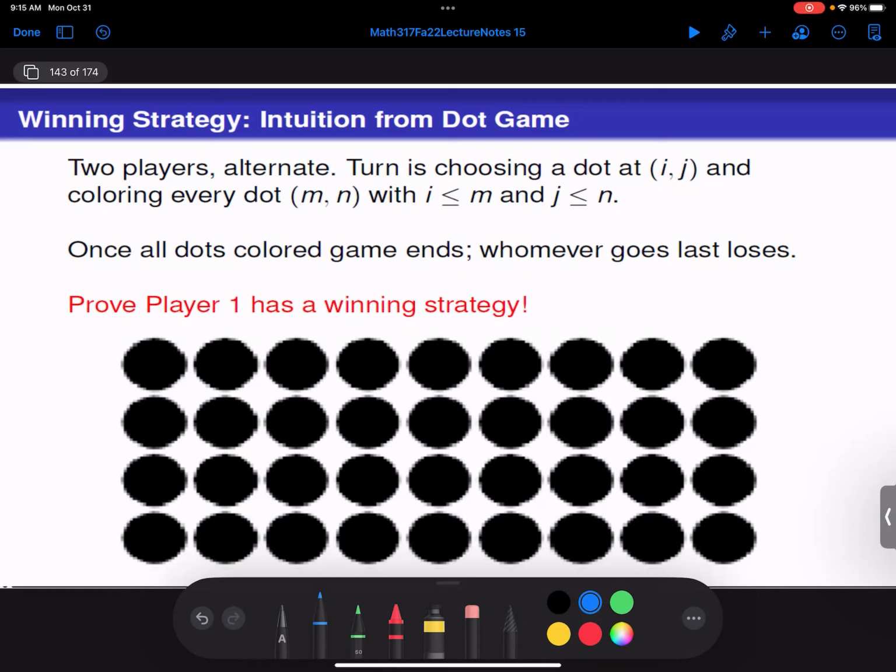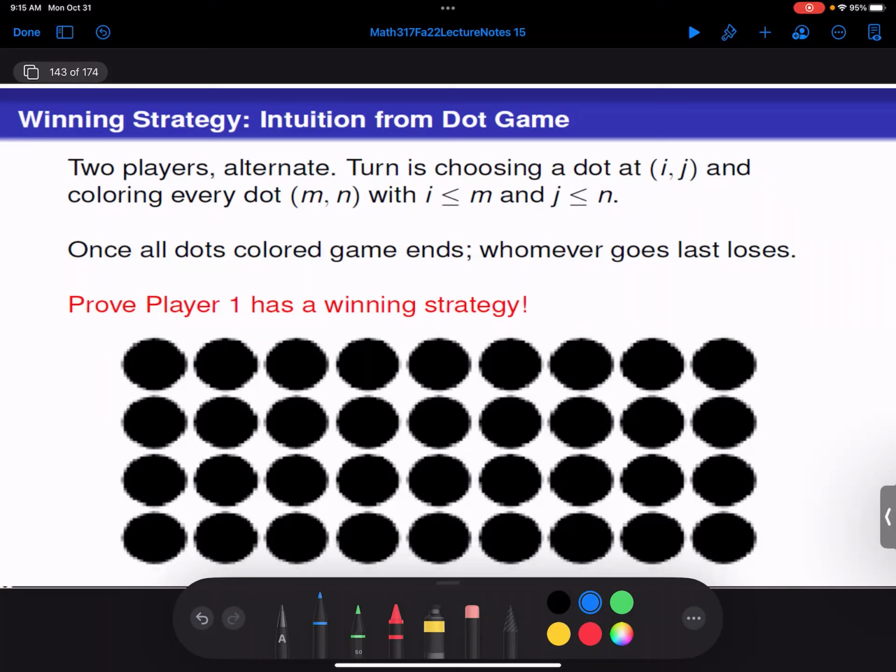And how does that depend on the board? Well, it turns out player one always has a winning strategy. And so I'm going to show you that if player one plays intelligently, they can always win. What would you like to know once you know player one has a winning strategy? What is the winning strategy? I can't tell you. It is a non-constructive proof.